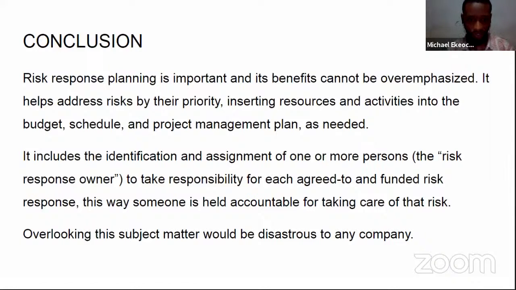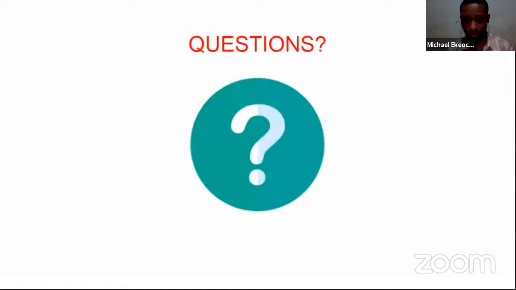Because if no one is assigned to that risk and it's not handled, no one will be to blame. You won't be able to point out someone and say, okay, this is the person I appointed to take care of this risk, and it's not been taken care of, what is going on. You won't be able to hold anybody accountable. So if you overlook this particular subject matter, it will not do you any good. All right, so I've come to the end of my presentation.